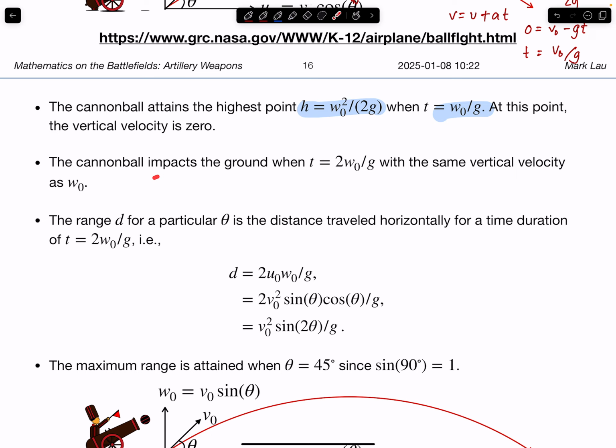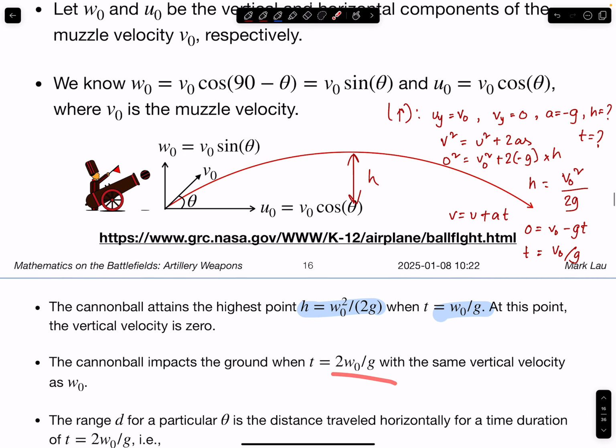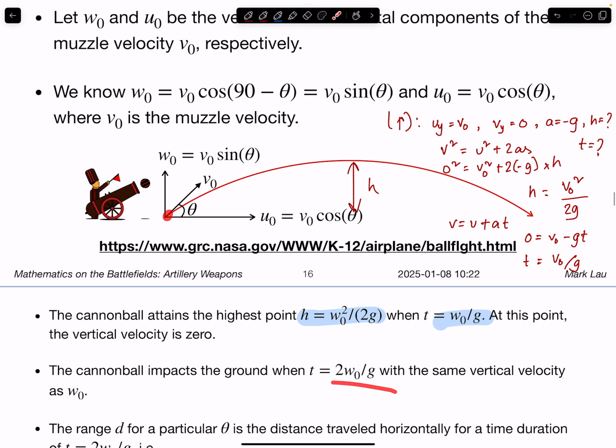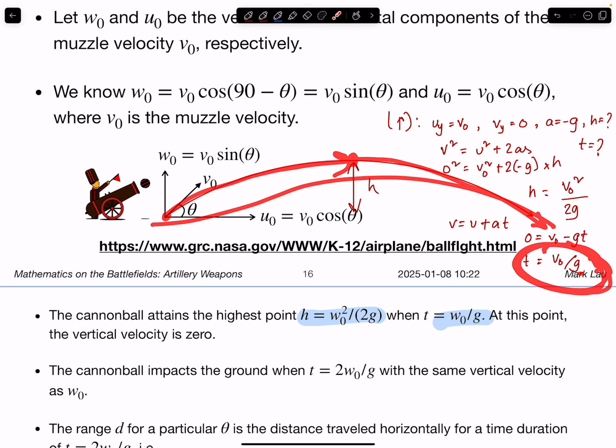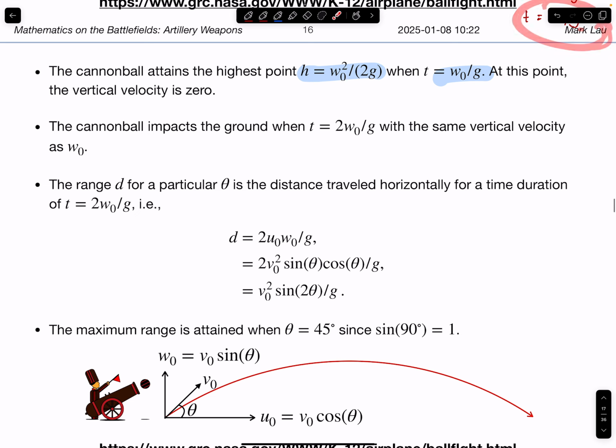The cannonball impacts the ground when t is equal to 2 times this. The time it takes to travel from the initial point to the maximum point is this time. The time to travel from the maximum point to the ground is exactly the same. So the total time is twice of this. Okay, so this formula is also derived.